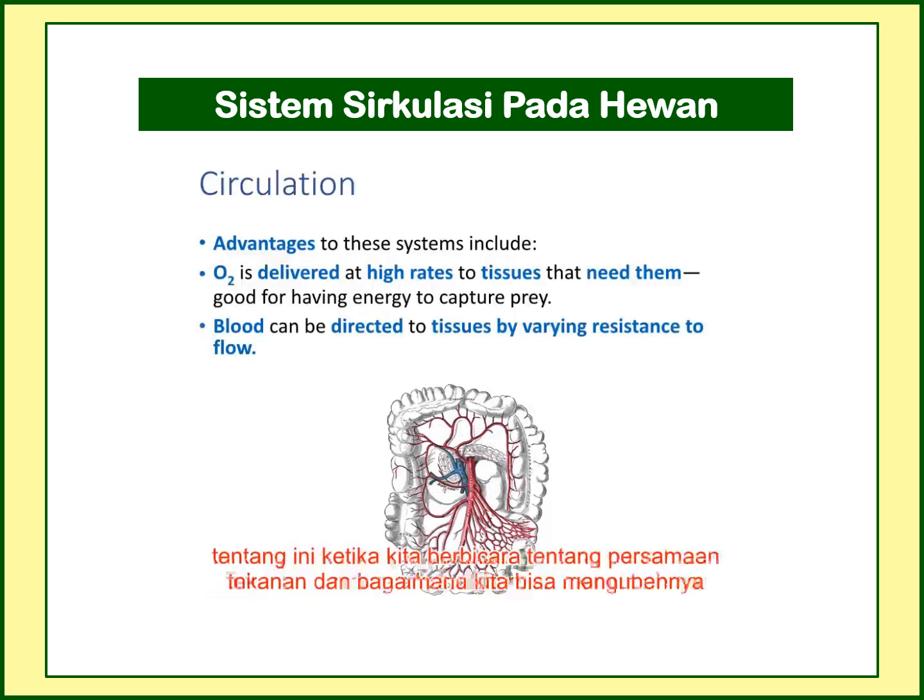We sort of talked about this when we talked about the pressure equation and how we can change resistance. If you want to have blood flow to a tissue, you can dilate vessels. If you want to restrict blood flow, you can constrict vessels. And so we can actually be more directive in where we're sending blood in the body versus, for example, the sedentary open circulatory system organisms where you have no way to direct the connective tissue flow.